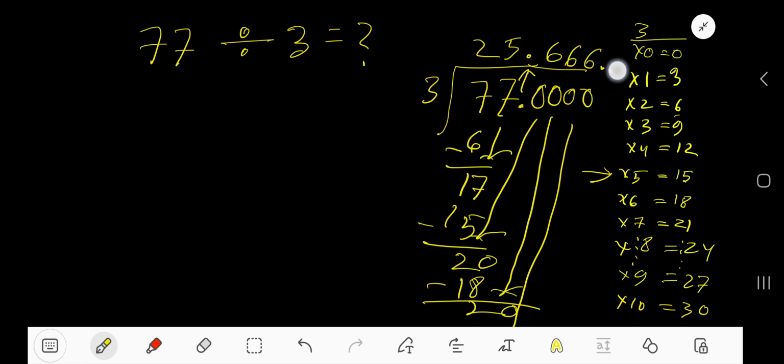Now place the decimal here. 25.666 dot dot dot is our answer. You can place a bar over the 6 to mean that the 6 is repeating. 25.6 bar is your answer.